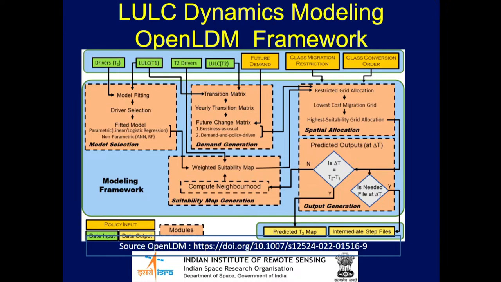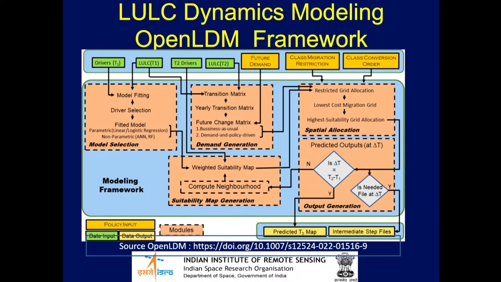If you look into these frameworks, there will be certain drivers at time t1. Those are on the top, which you can see. That is basically the land use cover at time period t1 and the corresponding drivers available at t1. Each of these drivers will have some kind of influence on a particular land use land cover, so accordingly we create models.